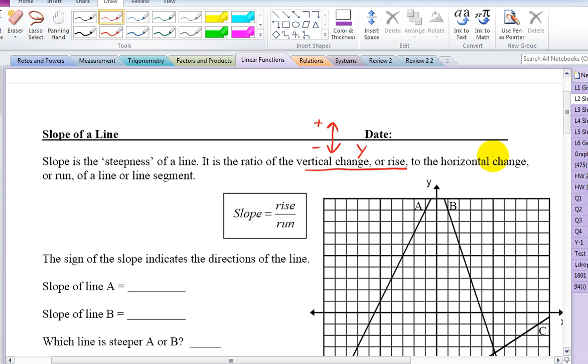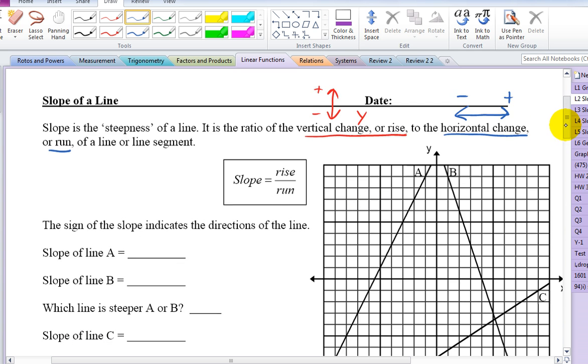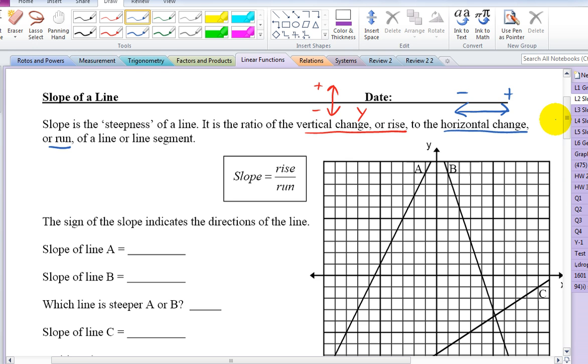Then you have your horizontal change. That's left to right. That's going to be your x value. Okay, so for your x value, we call this your run. So running on a road, you're going distances, and then rising, going up or down. So it's pretty self-explanatory. So slope is rise over run.